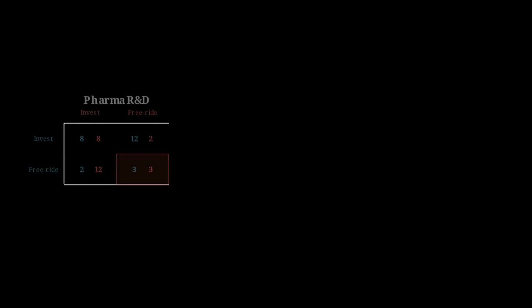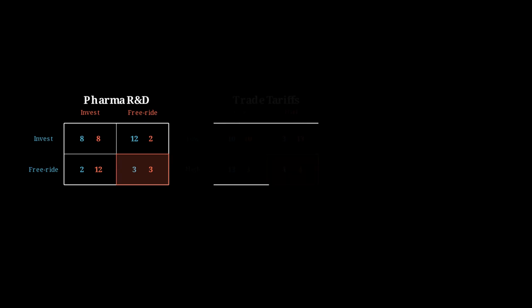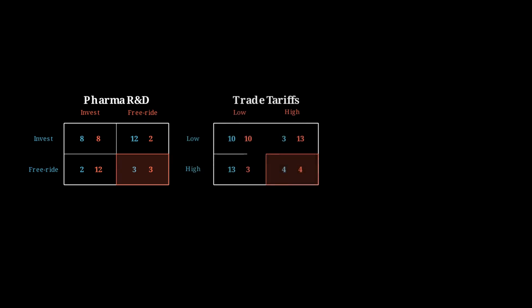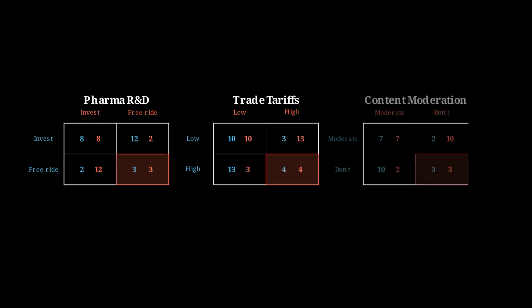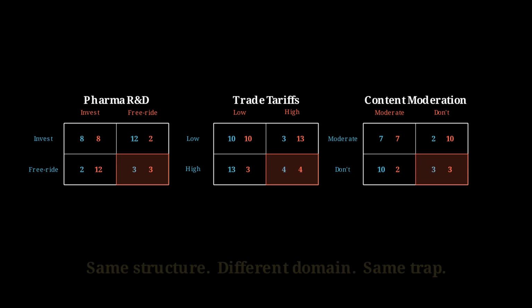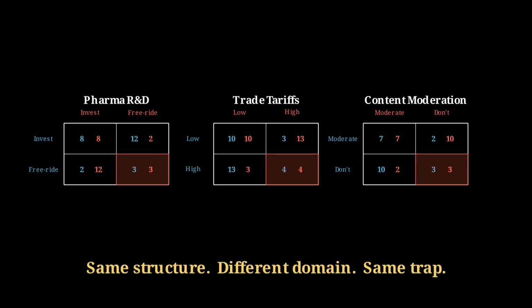The coffee shop isn't a special case. This structure appears everywhere. 2 pharmaceutical companies, each prefers the other fund expensive research. Both cut back. Innovation stalls. 2 countries on tariffs, each raises barriers to protect domestic industry. Trade collapses. Both lose. 2 social media platforms on moderation, each under-moderates to stay engaging. Users on both platforms get worse content. Same structure. Different domain. Same trap.